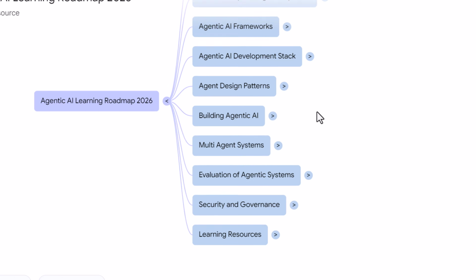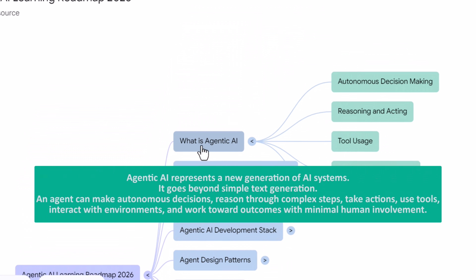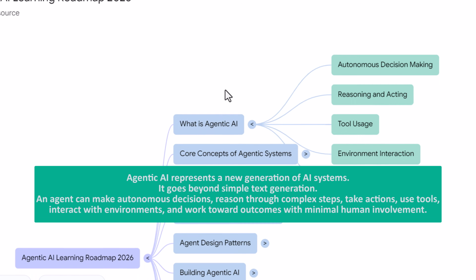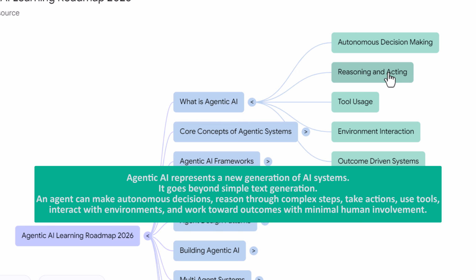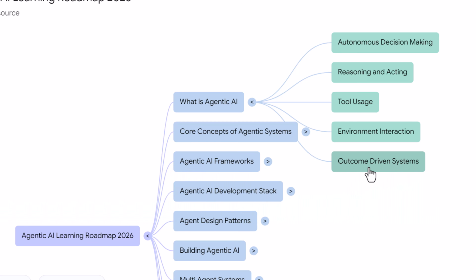Let's begin. Agentic AI represents a new generation of AI systems. It goes beyond simple text generation. An agent can make autonomous decisions, reason through complex steps, take actions, use tools, interact with environments, and work toward outcomes with minimal human involvement. The first thing you learn is autonomous decision making. This means the agent chooses what to do next without waiting for explicit instructions. Then you learn about reasoning and acting, where the agent thinks internally and then performs an action such as running code or calling an API.